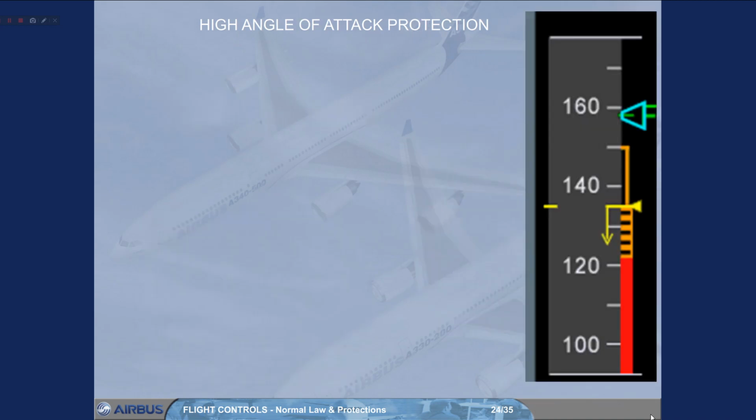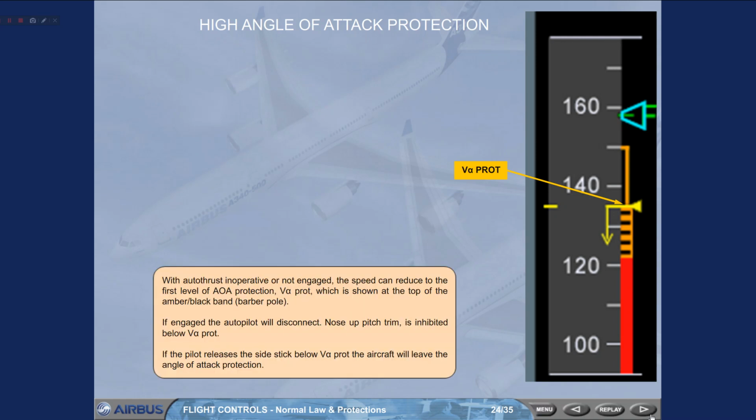With auto thrust inoperative or not engaged, the speed can reduce to the first level of AOA protection, V alpha prot, which is shown at the top of the amber and black band, the barber pole. If engaged, the autopilot will disconnect. Nose-up pitch trim is inhibited below V alpha prot. If the pilot releases the side stick below V alpha prot, the aircraft will leave the angle of attack protection.